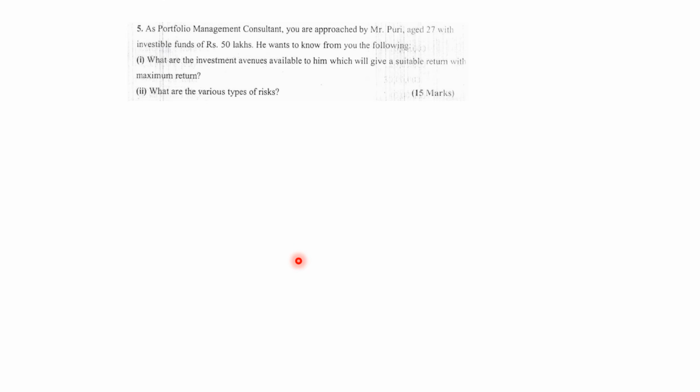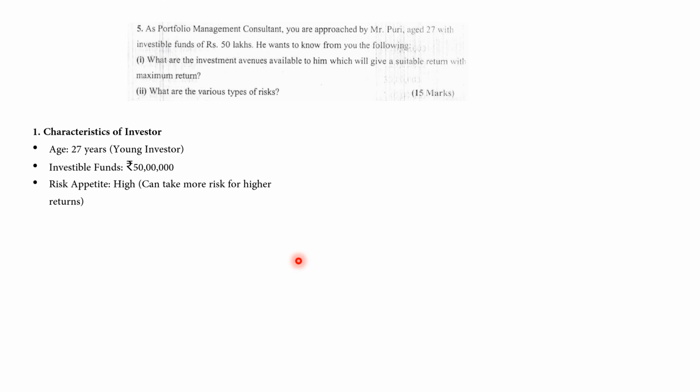Whenever you are going to solve a case study, see that you solve the case study in some parts. First part will always be to note down the characteristics of the investor. Number one, age is 27 years, a young investor. Next is investable funds, which is 50 lakhs, and risk appetite is high and can take more risk for higher return.